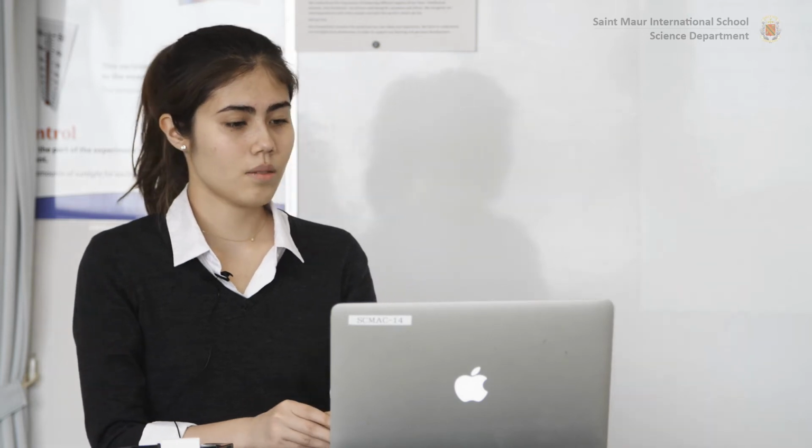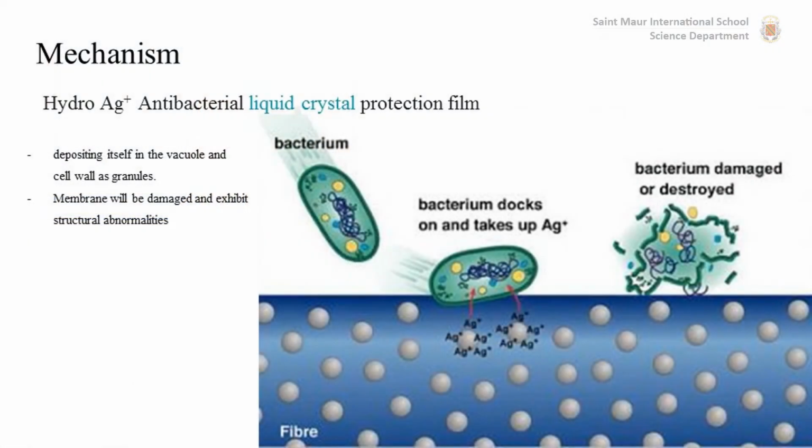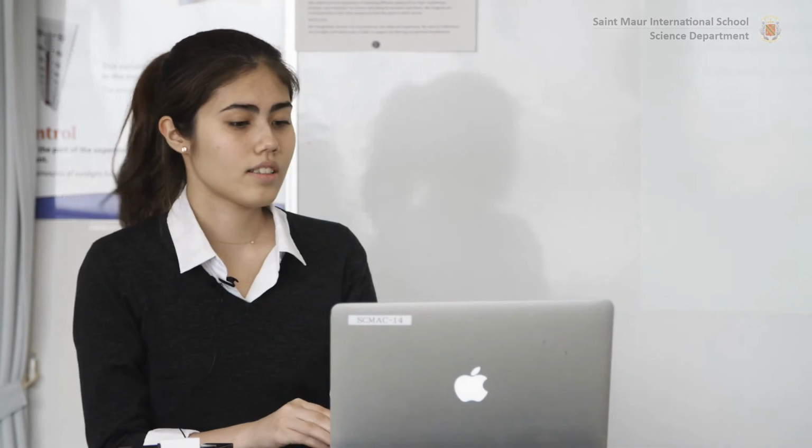As for the mechanism of the protection film I have decided to use, it is the Hydro AG Plus antibacterial liquid crystal protection film. This protection film uses silver ions to prevent the growth of bacteria by depositing itself in the vacuole and cell wall as granules, and so the membrane will be damaged and exhibit structural abnormalities.